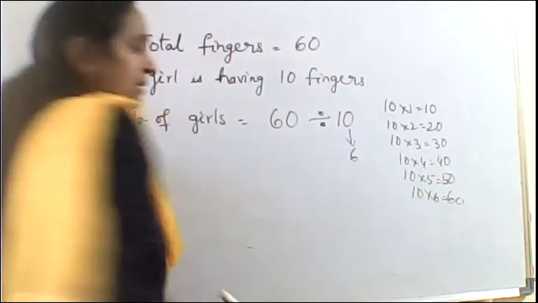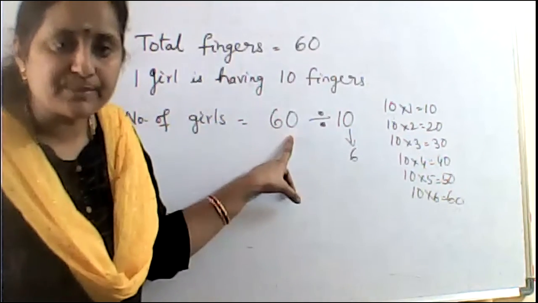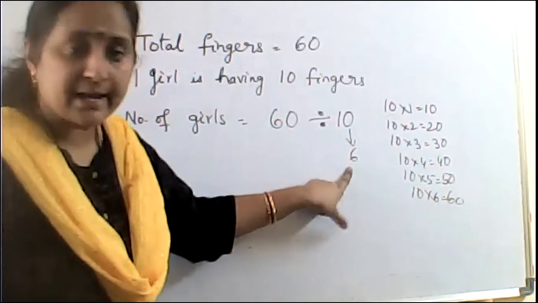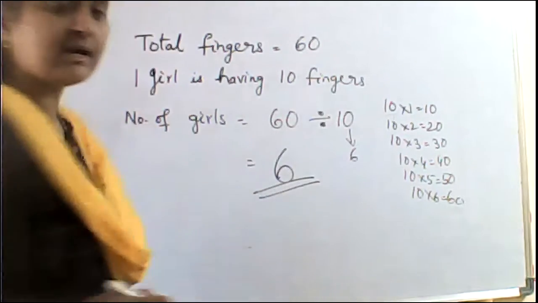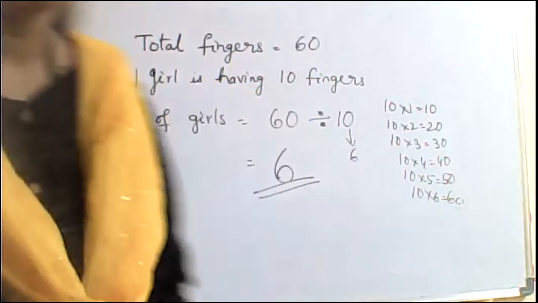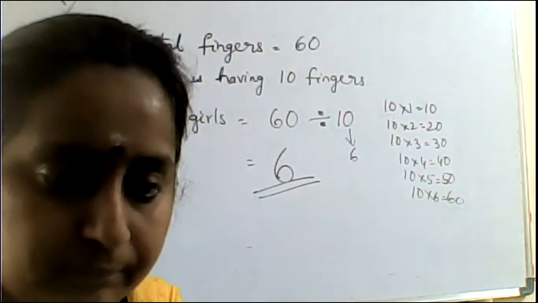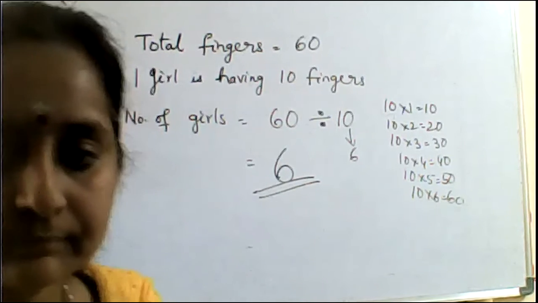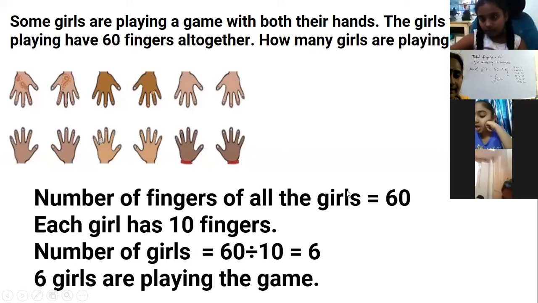In the 10 table, 10 will go 6 times in 60. How many times will it go, ma'am? 6 times. So 6 girls are playing. How many girls are playing? 6 girls, ma'am, are playing.